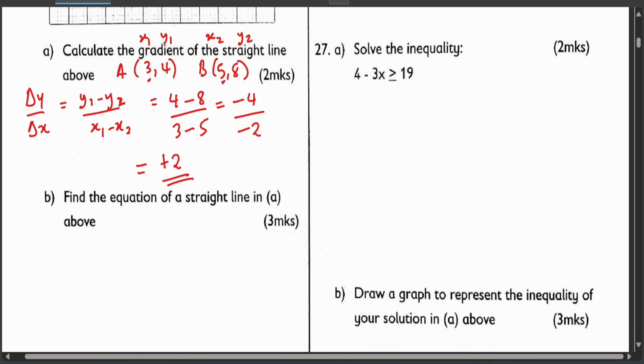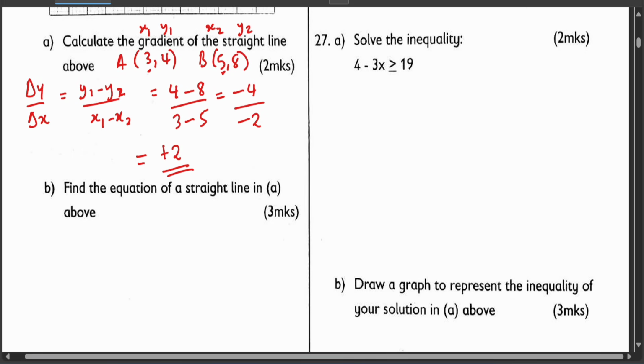Now find the equation of the straight line in A above, which is very easy as well. The equation of a straight line is written as y equals mx plus c. So now we know our m. Our m is our gradient. Do we know our c?